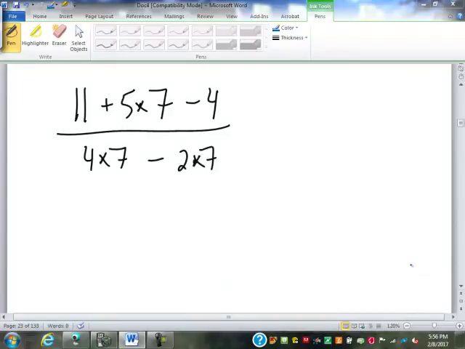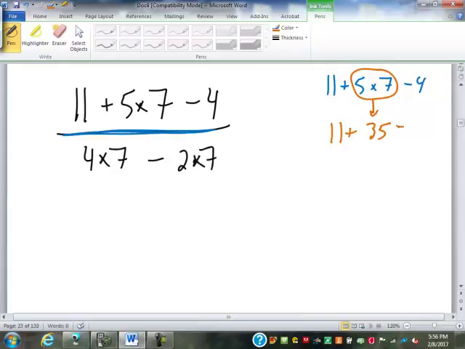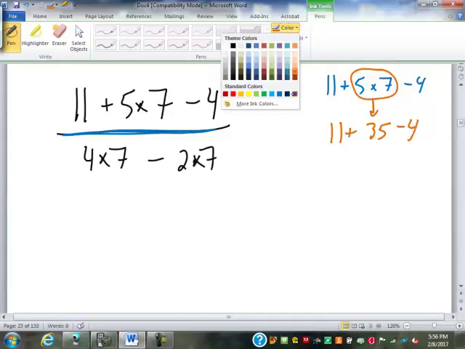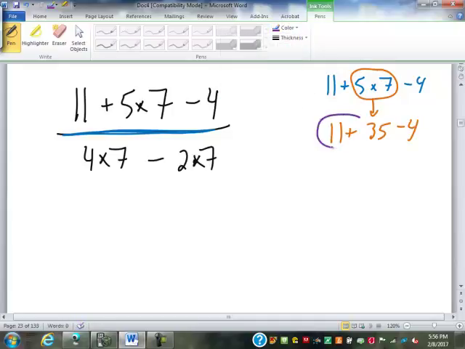Okay, so we have that fraction bar thing again, which tells us we have to do what's on top first. So I'm going to write that over here. So what do we have to do up there? Multiply the 5 times 7, which is 35. Everything else stays the same. Then, left to right, 11 plus 35, 46. And 46 minus 4 is 42. So 42 on top.